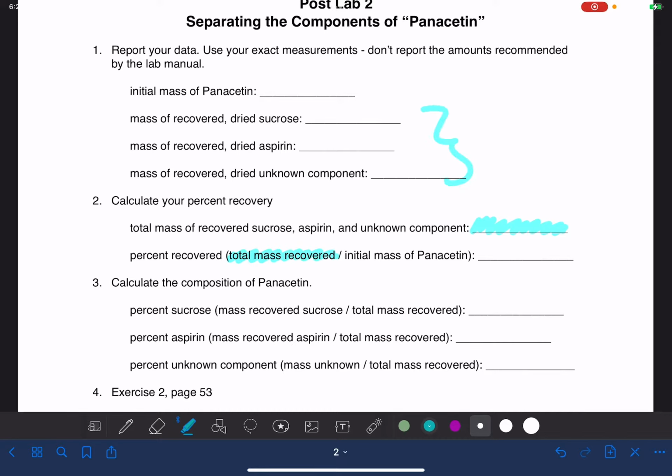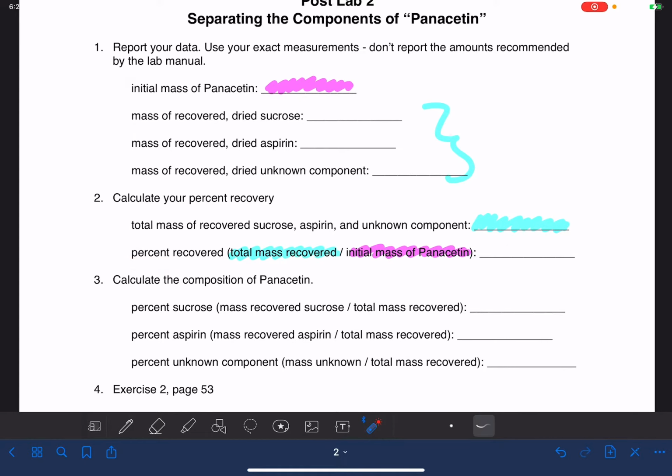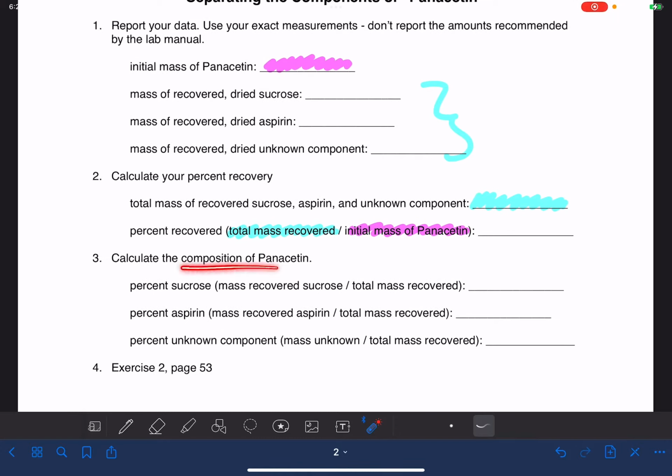And you're going to divide that by the initial mass of the Panacetin, this number up here. Make sure you multiply by 100 in order to turn it into a percent. This is most likely going to be something less than 100. Next, you're going to calculate the composition of all of the different components of Panacetin. So you're going to do the percent sucrose, the percent aspirin, and the percent unknown.